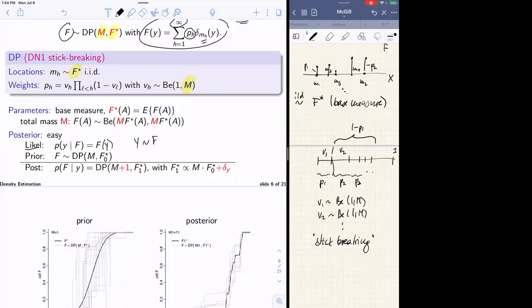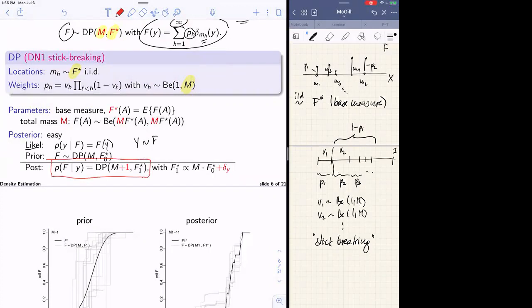Looks a bit funny, but that's exactly what it means when you draw the Y from the unknown distribution F. And our prior on the F is the Dirichlet process prior that we just talked through. Then it turns out that this is a conjugate pair, like IID sampling and the Dirichlet process prior is a conjugate pair of likelihood and prior, because it turns out the posterior distribution is again a Dirichlet process.